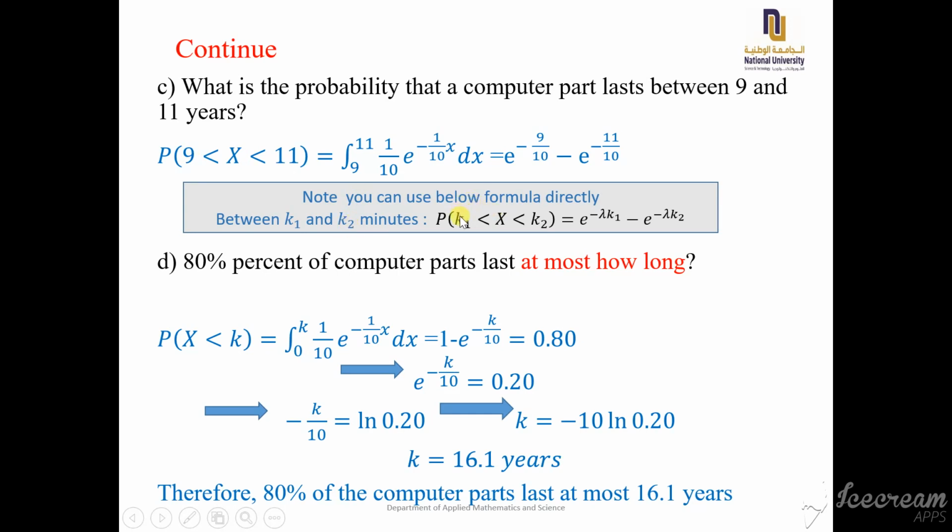So to compute this, you're going to get e to the power of minus lambda, where lambda is 1 over 10, times the value of k1, which is 9, minus e to the power of minus lambda, which is 1 over 10, times the value of k2, which in this case is 11. So you can use directly the formula which I have provided to you in the PowerPoint.